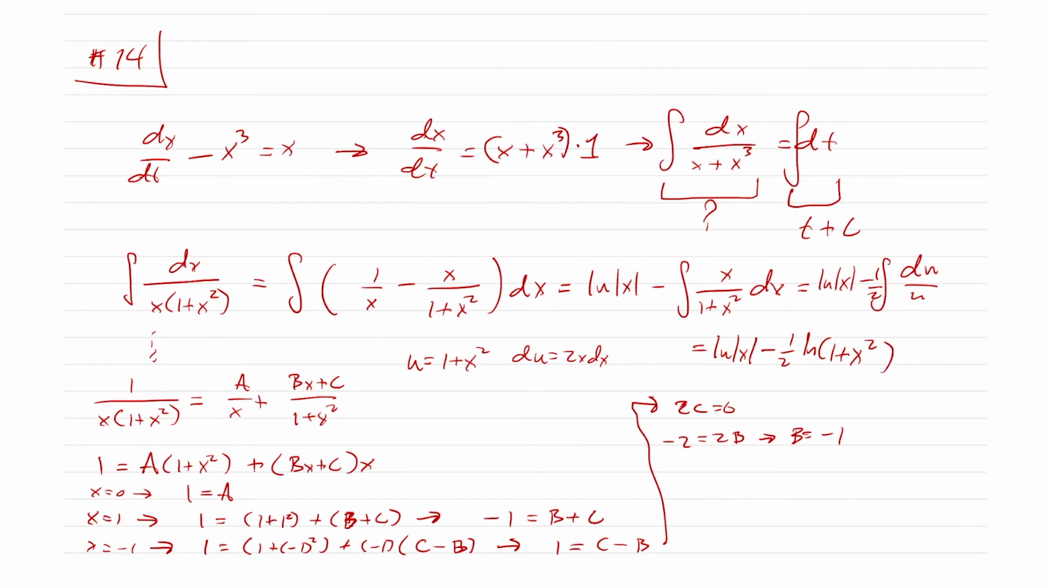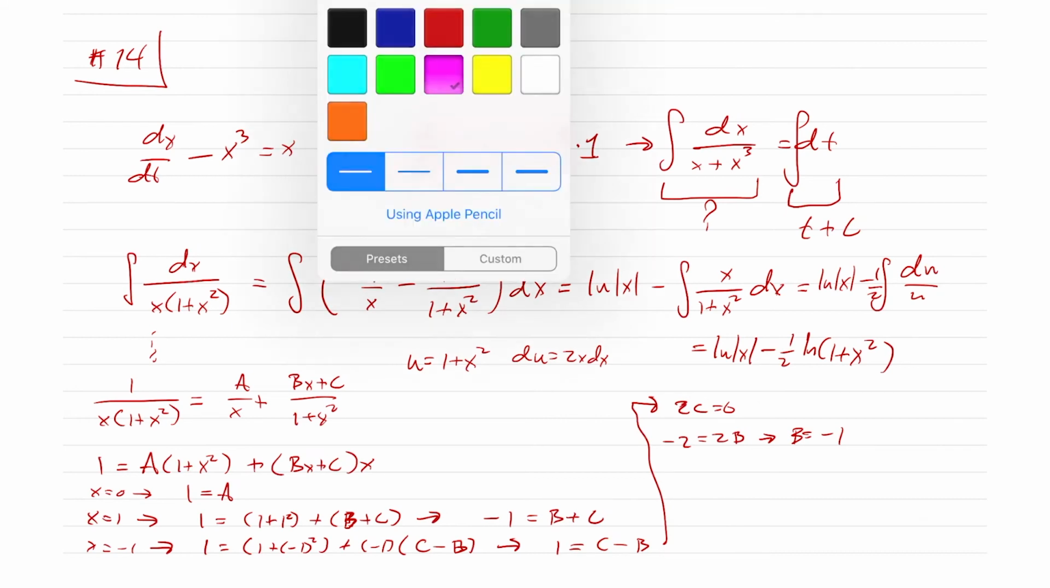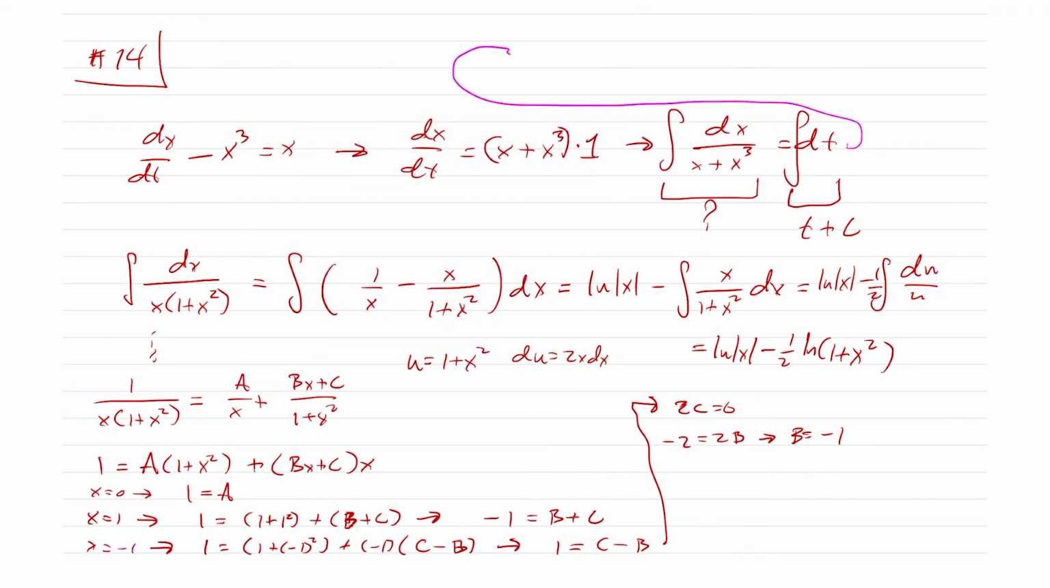Right, so then what do we get putting everything together? That tells us, let's put it in purple. So what do we get? On the left-hand side, we get natural log of the absolute value of x minus 1/2 of natural log of 1 plus x squared is equal to t plus C. And yeah, that's the solution. Again, there's no solving for x here. x is a function of t, by the way. But this is an implicit solution again.